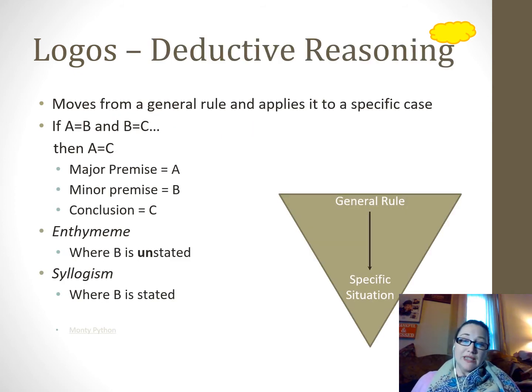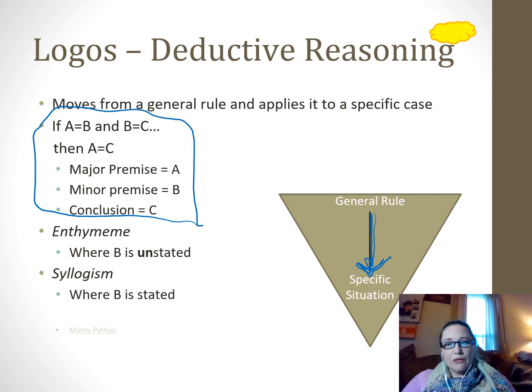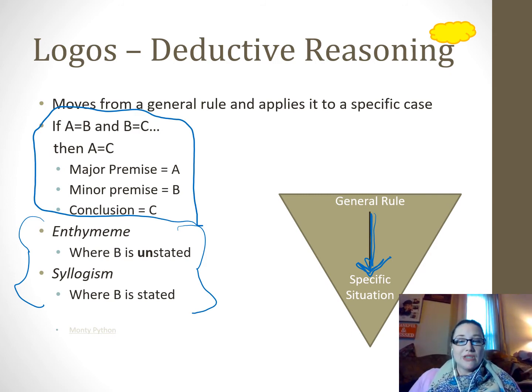All right, so a few kinds of reasoning go into logos or logical appeals. So first we have deductive reasoning. Deductive reasoning is a method of reasoning where we start with a general rule and then apply it to a specific case. So if we were looking at it in math, it would be that good old formula. If A equals B and B equals C, therefore we can realize that A equals C. These are two different variations. You don't really need to know it, but do realize that syllogisms and enthymemes, those are two different variations of deductive reasoning.